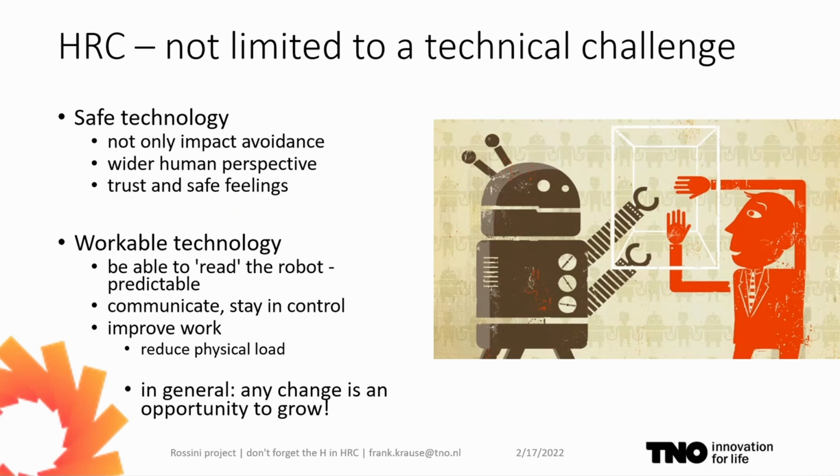So in general, the human layer is also there because any change is an opportunity to grow, also in the field of job quality. And this is also a European requirement, which you will see in proposals. Robotics and AI developments should not only benefit productivity, but also job quality. And this has been our role in the project.